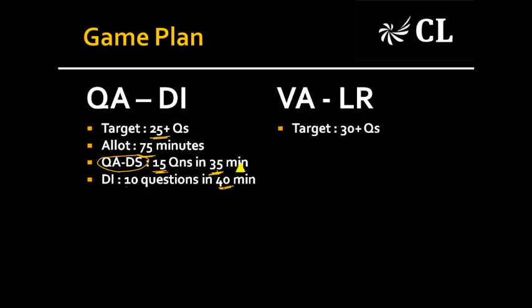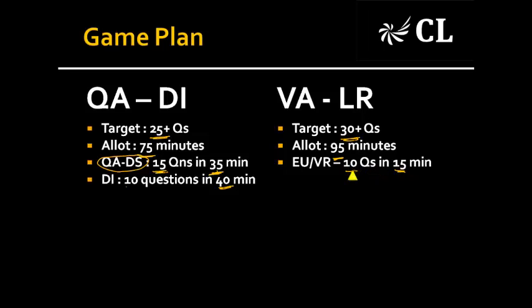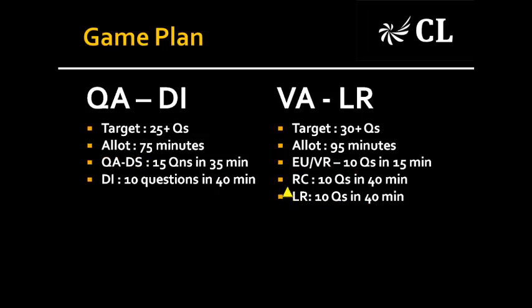That's the game plan. Section 2, target 30 plus questions, allowed about 95 minutes. 10 questions in 15 minutes from EU and VR. 10 questions in 40 minutes from reading comprehension. And 10 questions in 40 minutes from logical reasoning. Roughly, that should be the game plan.